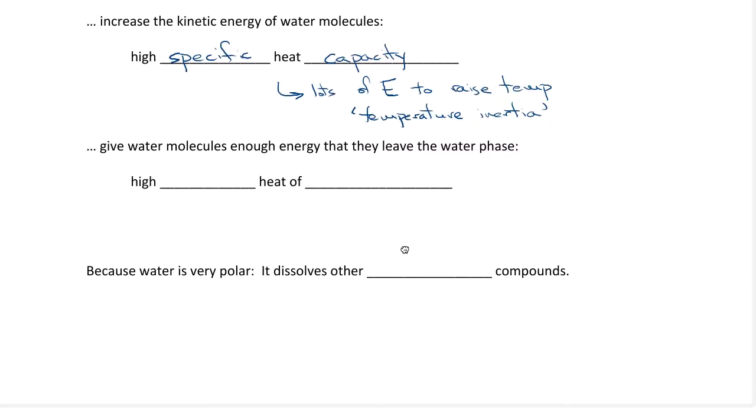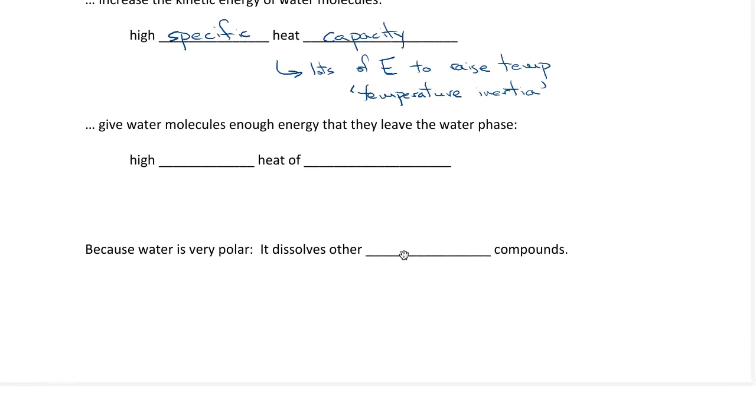Also, it's hard to give the water molecules enough energy that they leave the water entirely to become a gas, and that's called having a high latent heat of vaporization. Imagine that to get a water molecule to leave the water phase and go into the gas phase, you need to break it off entirely. You need to give it even more kinetic energy than you did above. So it takes a lot of energy to go from a liquid to a gas.